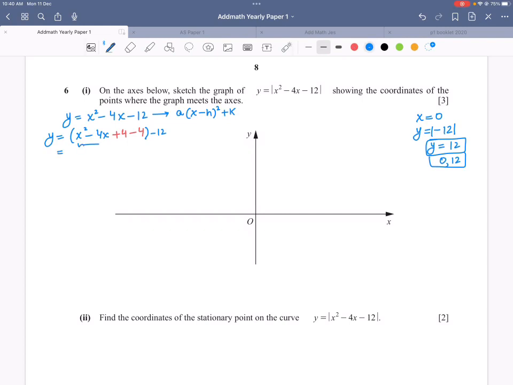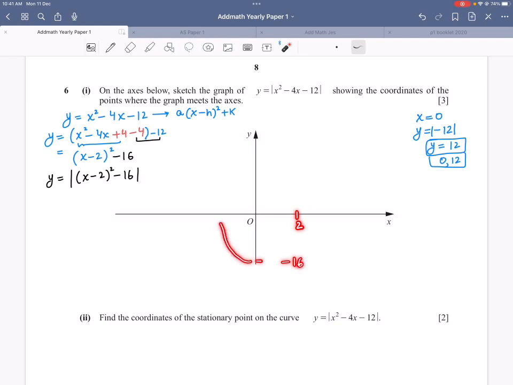And after that, these three terms will form an identity. It will be (x minus 2) whole square. And the leftover part, minus 4 minus 12, it will be minus 16. Right? So the equation we are working with is (x minus 2) whole square minus 16. Now we can easily judge the turning point for this equation. It will be x is 2 and y is minus 16. So technically the turning point is x is 2 and y is minus 16, but due to the sign of modulus, that negative value will be reflected towards the positive y-axis. So the turning point we have will be at x equals 2, y is 16. That is the turning point of this curve.